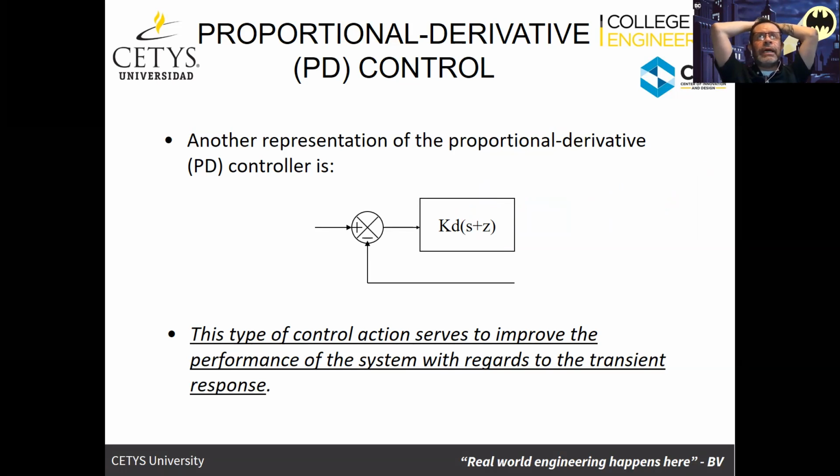So when the integral control action helped with the steady state error, the derivative action is going to improve the performance of the system with regards to the transient. And what are factors that have to do with the transient? Well, the settling time and the overshoot. Those are going to be key typical factors that affect the transient. So while with the proportional integral, we're reducing the steady state error, we're going to play around with the derivative to try to control or manipulate the settling time and the overshoot.